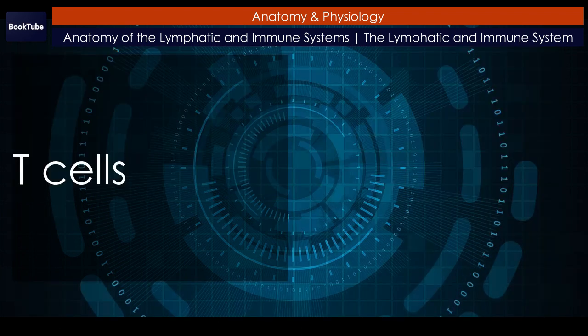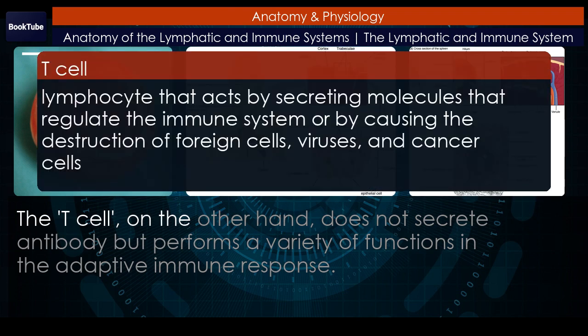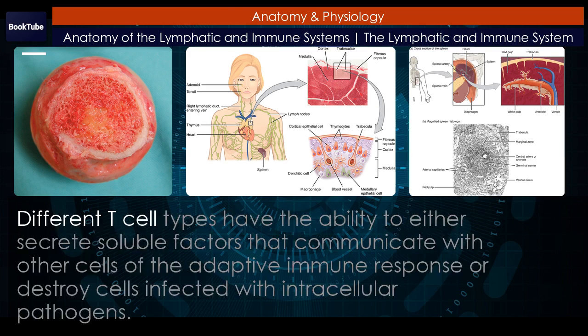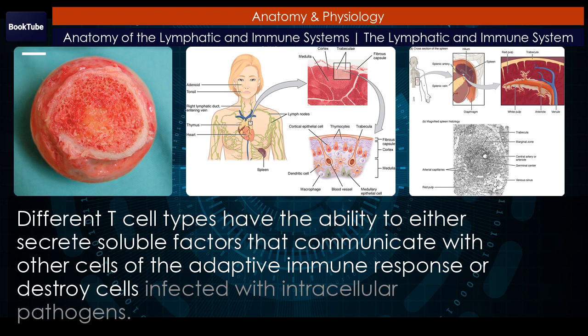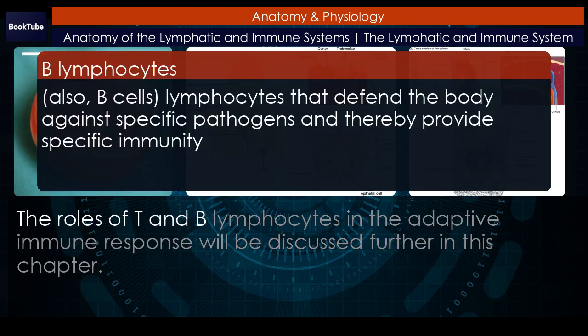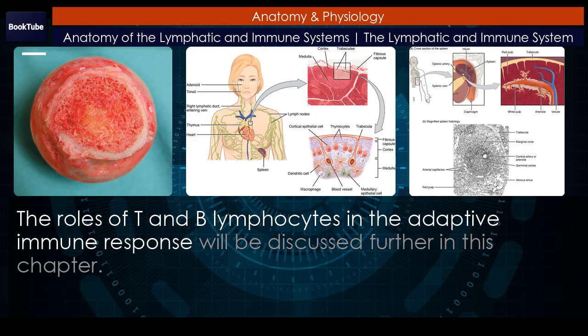T cells. The T cell, on the other hand, does not secrete antibody but performs a variety of functions in the adaptive immune response. Different T cell types have the ability to either secrete soluble factors that communicate with other cells of the adaptive immune response or destroy cells infected with intracellular pathogens. The roles of T and B lymphocytes in the adaptive immune response will be discussed further in this chapter.